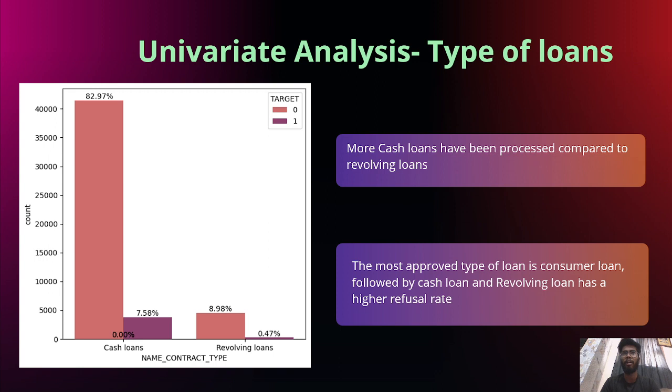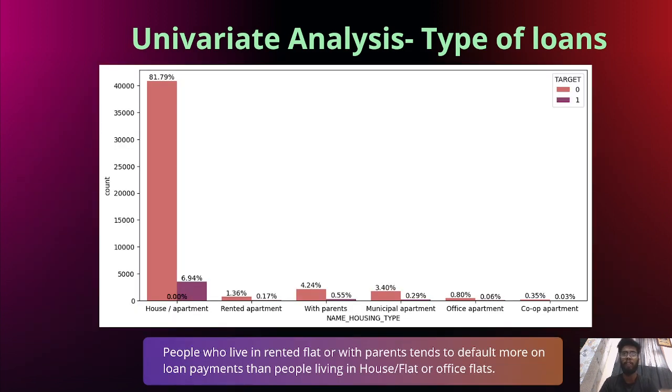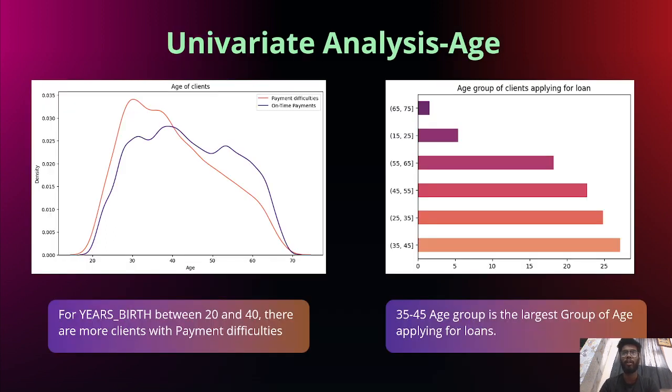Second analysis, type of loans. More cash loans have been processed compared to revolving loans; people opt for cash loans more than revolving loans. You can see that the cash loans percentage is 82.97%. The most approved type of loan is the consumer loan. Then we need to analyze the age.